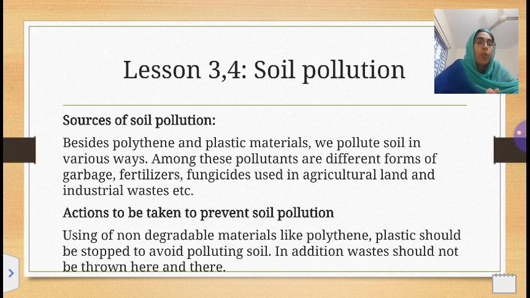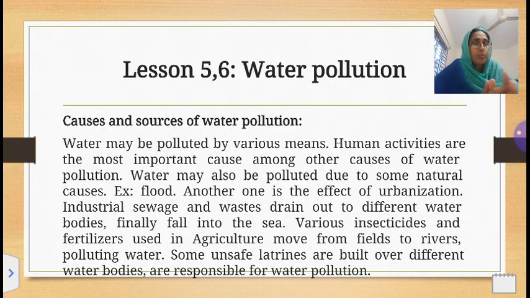In addition, waste should not be thrown here and there. If we put waste in an appropriate place, we can minimize our soil pollution more easily. But humans have a tendency to throw waste here and there. Okay. But to prevent soil pollution, we must be careful about it.